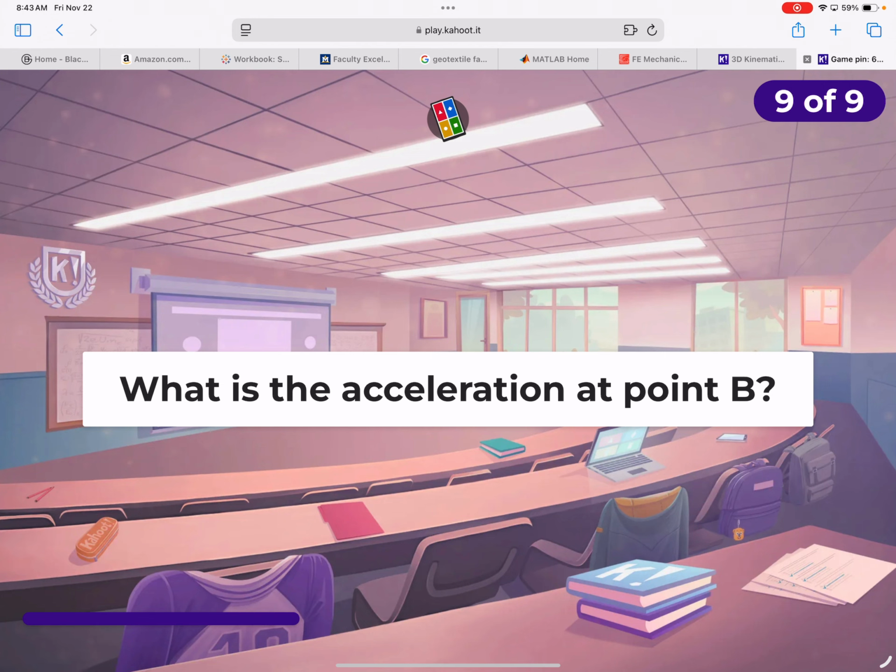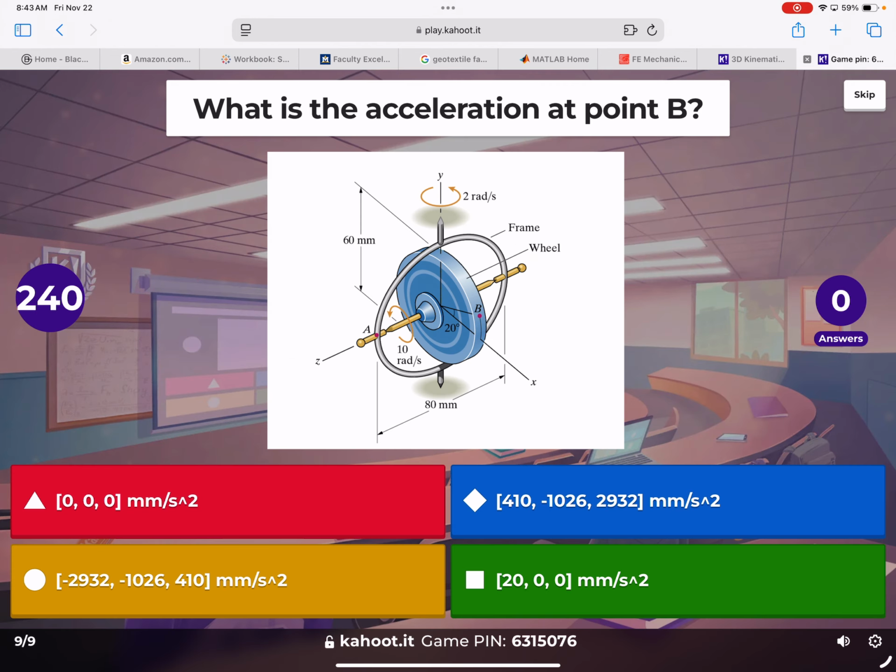Double points. What is the acceleration of point B? What would you put as the answer?